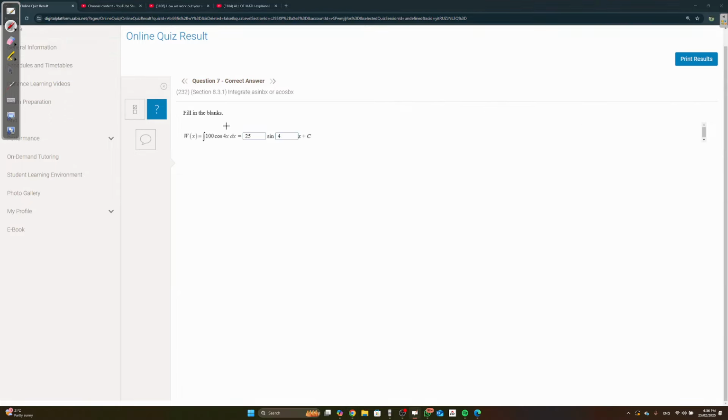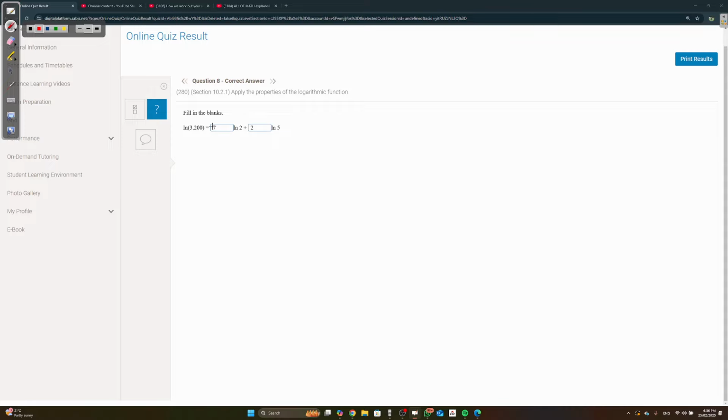Question 7. Integral 100 cosine 4x, how do you do it? Integral cosine is what? Sine. Okay, obviously 100 times 1 over a, so 1 over 4 sine 4x. 100 divided by 4 is 25. This is all old stuff. Maybe this is the 4th week this comes in the CA.